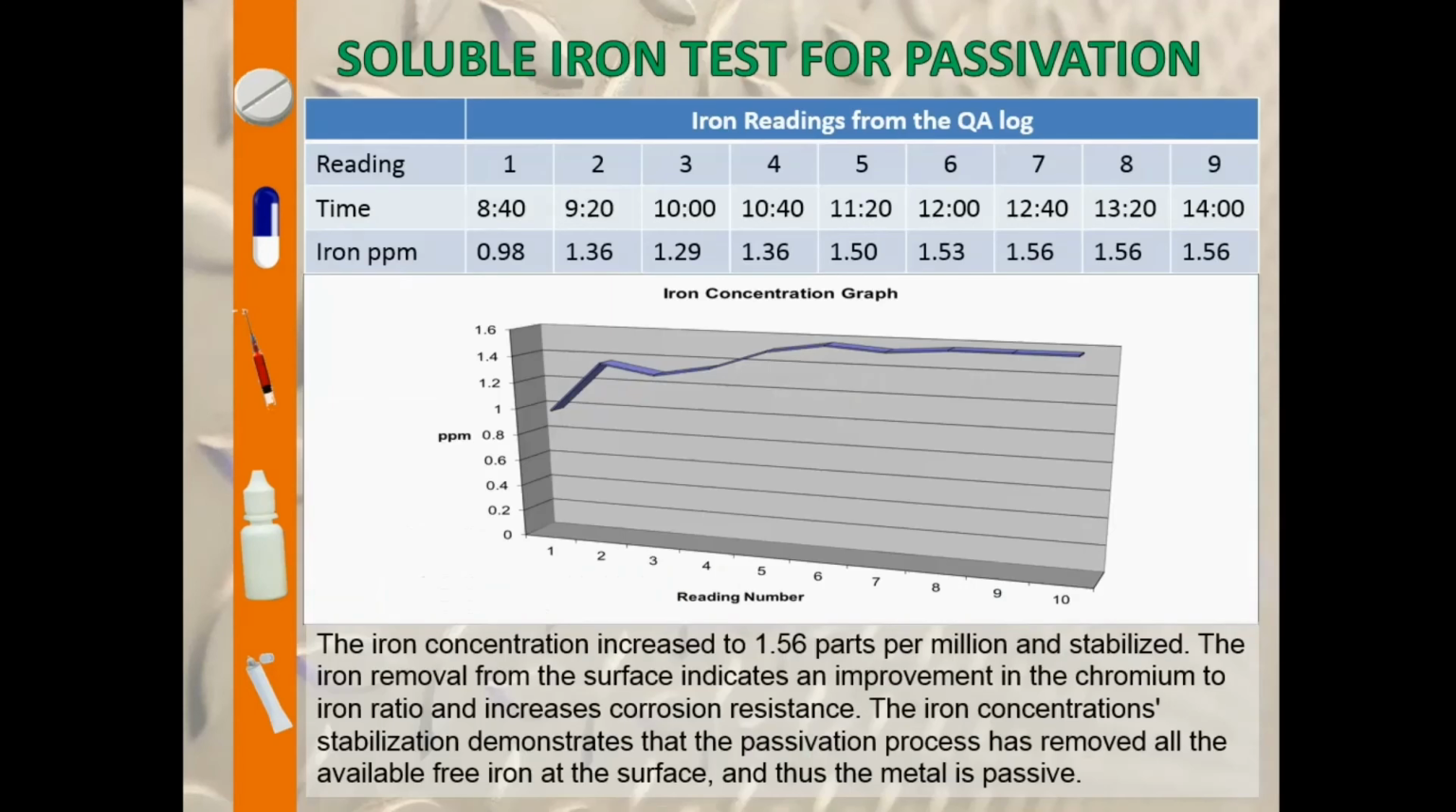This is how we interpret the soluble iron readings. At the beginning of the process, the iron concentration in our solutions increases, but after some time, the readings reach a plateau. The iron concentration does not increase. The concentration of chemicals used to remove the iron are in excess, but despite this excess and the extended contact time, the iron concentration does not change. This moment is the milestone that defines the end of the passivation process.